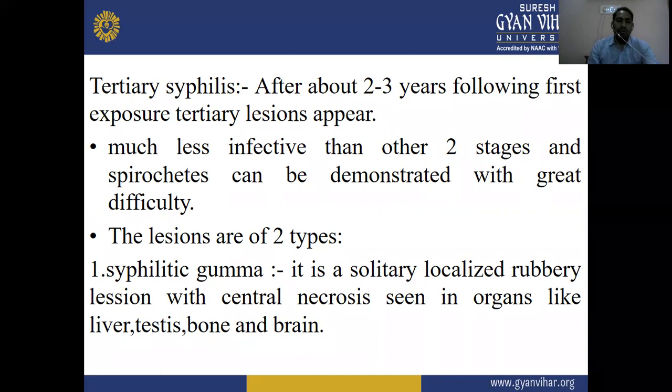First one, syphilitic gumma. Syphilitic gumma is a local inflammatory response of arteries or their surrounding tissues at the cerebral dura mater, caused by the invasion of Treponema pallidum into the central nervous system. It is a solitary localized lesion with central necrosis, seen in organs like the liver, testes, bones, and brain. Central necrosis is defined as a central area of low attenuation surrounded by an irregular rim of enhancing tissue.